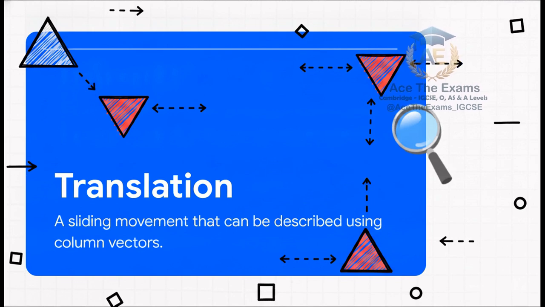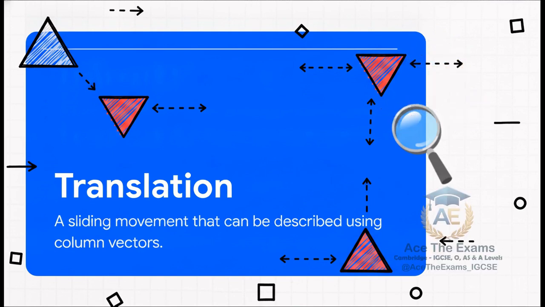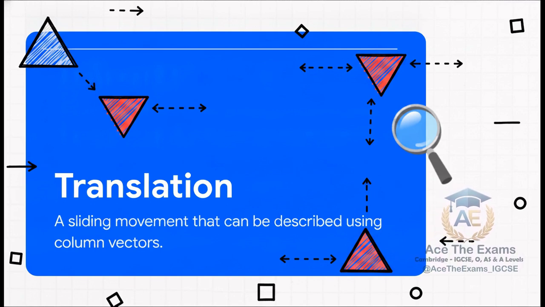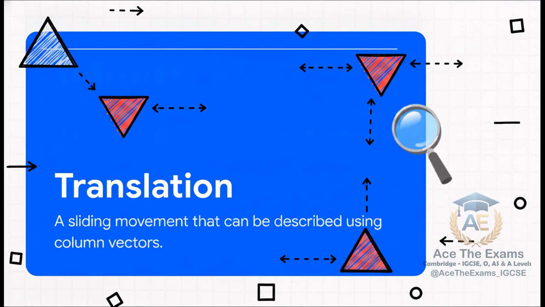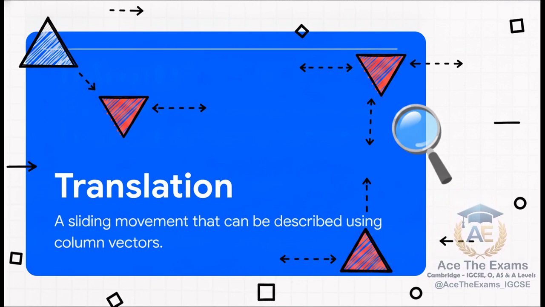And a translation is essentially just a sliding movement. Imagine taking a flat shape on your desk and just sliding it directly to the right, or maybe pushing it diagonally up toward the top corner. It doesn't spin, it doesn't grow or shrink, it just slides. But simply saying slide it up and to the right isn't precise enough for us. We need a highly specific mathematical tool to describe this exact slide.